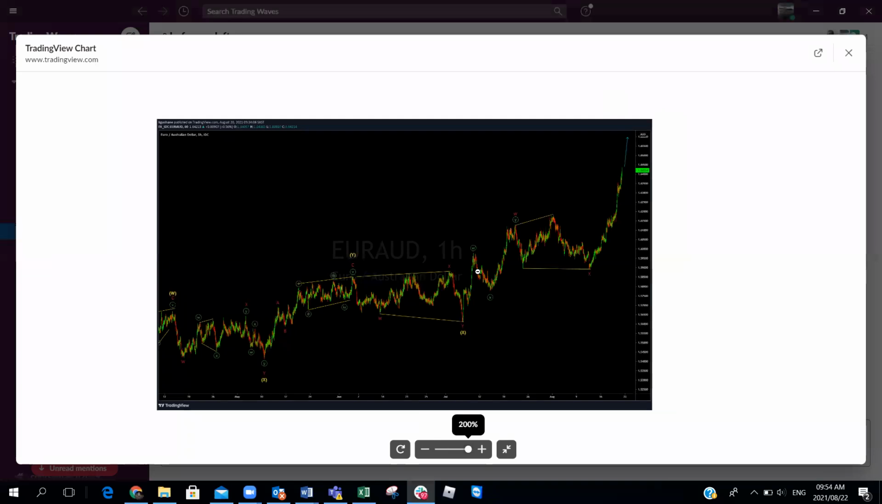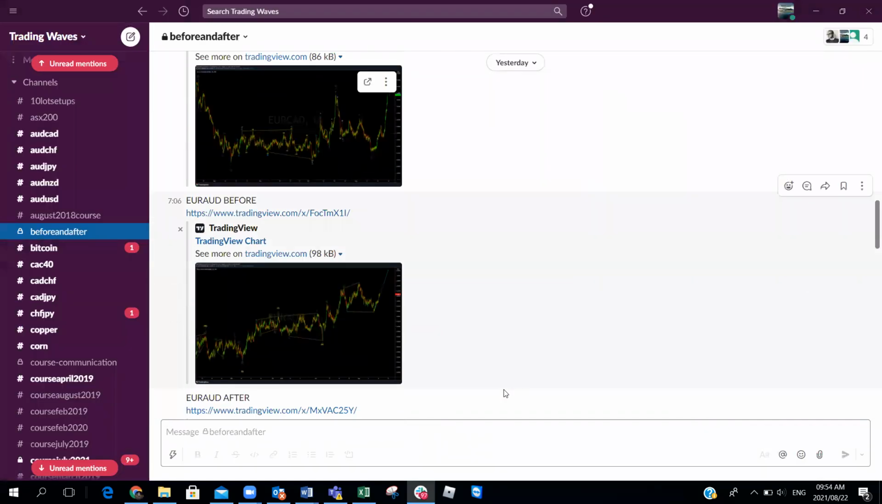Right. So that's how EURAUD played out eventually. Very nice inch perfect trade. So that's how that one played out. Right. So let's have a look here. That was EURCAD, EURAUD.